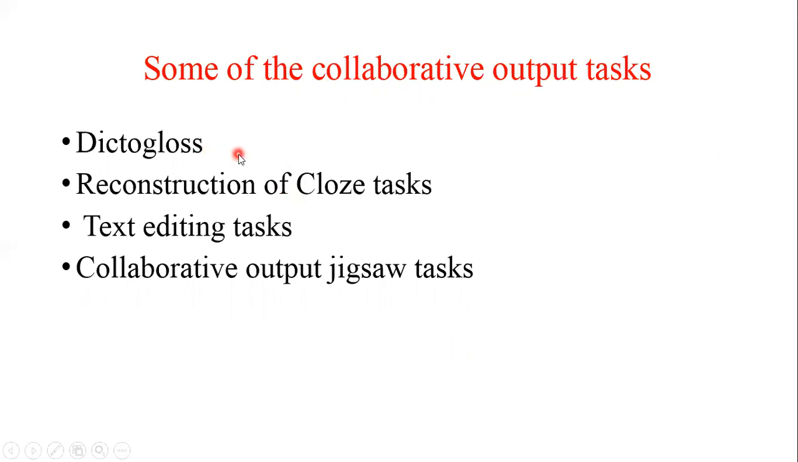You have dictogloss. In dictogloss, the teacher reads quickly or lets students listen to an audio of a text, a story, or a piece of writing. Then students take notes together in collaborative ways in order to jot down the main points. After that, students try to reconstruct the whole text, the whole story or the whole writing, and compare with the teacher's original text. This is what you call dictogloss.